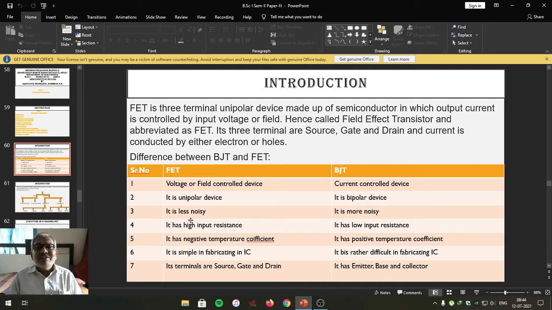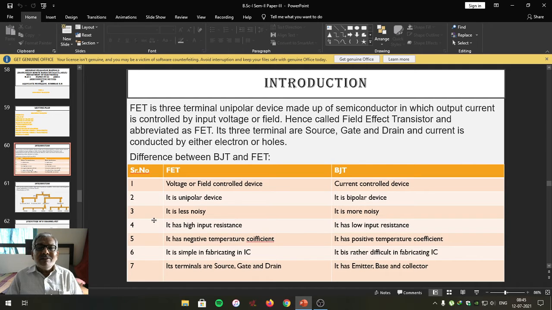Friends, FET is less noisy. When FET is operated, noise created will be less. What do you mean by noise? Noise is unwanted signal. So it generates less unwanted signal. In BJT, it is more noisy.